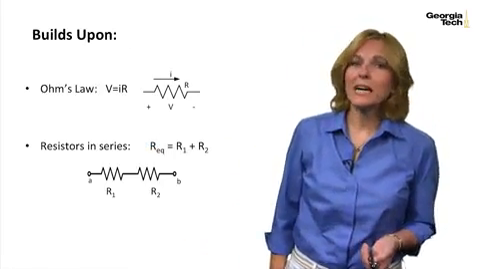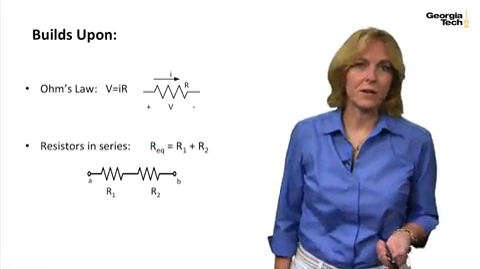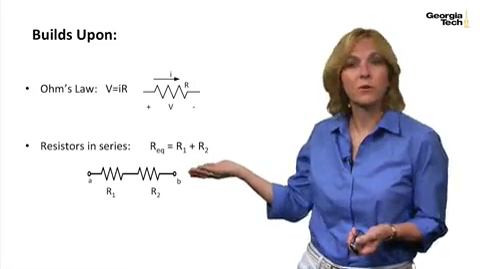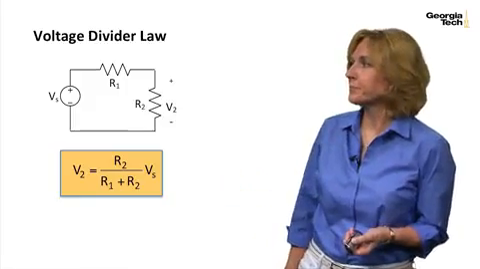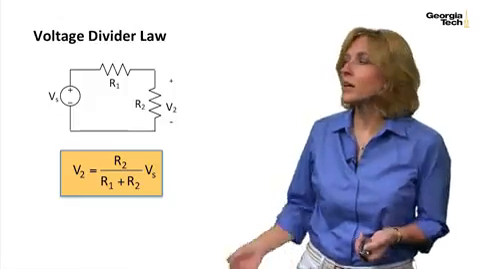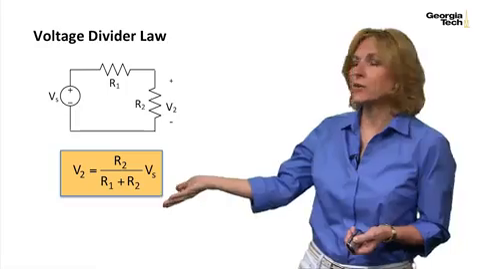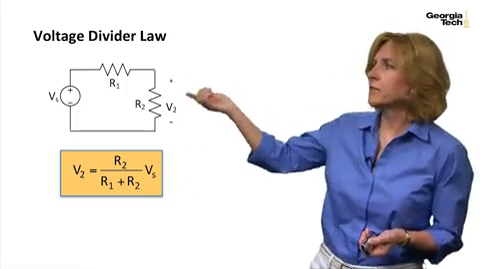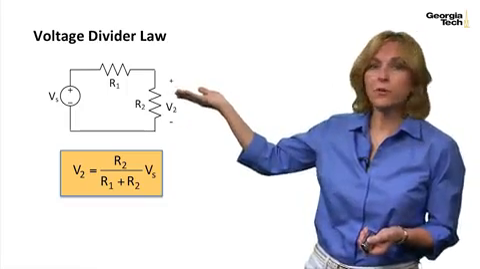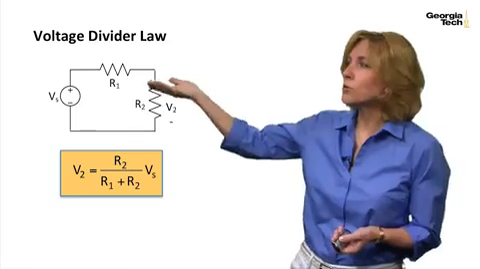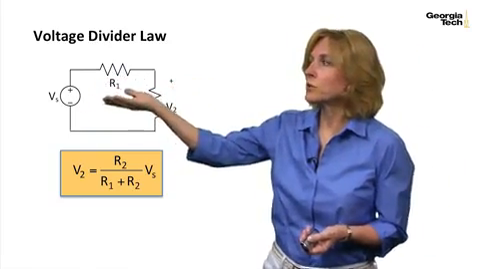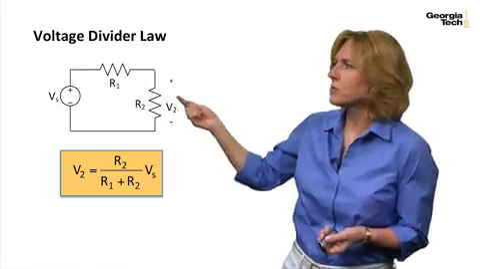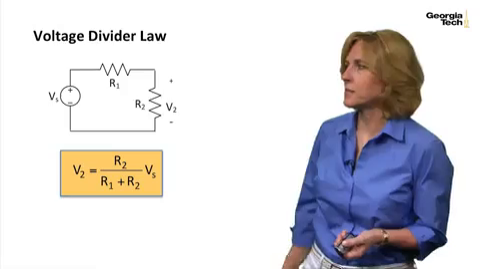We're going to be building on the idea of Ohm's law as well as resistors in series and how they combine for equivalent resistance. Well, the voltage divider law for this circuit is stated right here. The goal is to be able to find the voltage right here. And we use the name voltage divider law because the voltage over here of the source is going to be a combination of what the voltage drop is across this resistor as well as the voltage drop across this resistor.